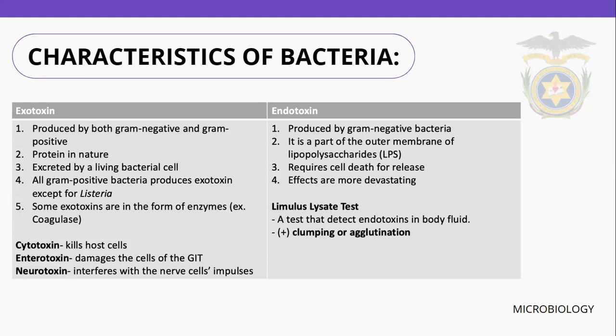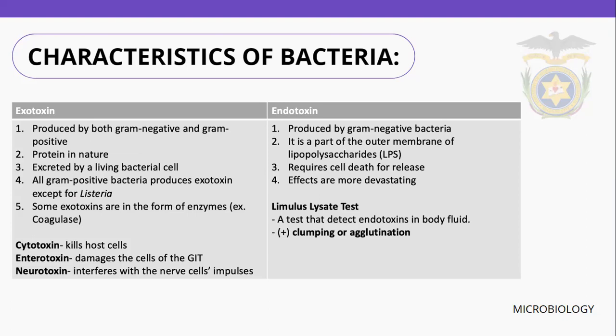Number one, we have the cytotoxin that kills host cells, enterotoxin that damages the cells of the GIT, and the neurotoxin that interferes with the nerve cell impulses. Meanwhile, an endotoxin is produced only by gram-negative bacteria. It is a part of the outer membrane of lipopolysaccharides, and they require cell death for release, and their effects are more devastating. So unlike exotoxin, it is not protein in nature.